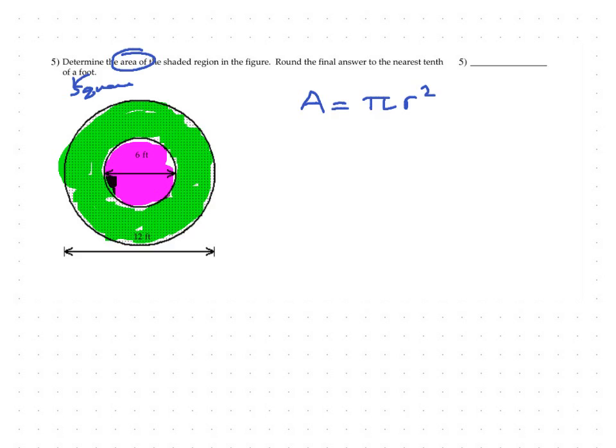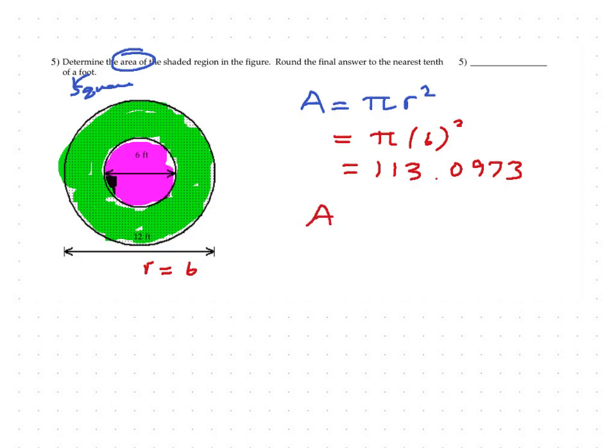The area of the whole giant circle requires you to know the radius of the whole giant circle. Well, the diameter is 12, so the radius is going to be 6. So pi times 6 squared would give you the area of the whole thing, green and pink together. 6 squared is 36, times pi works out to be, use your calculator, double check, use the pi button, 113.0973. We only have to go to the nearest tenth. That's pretty decent for extra digits.